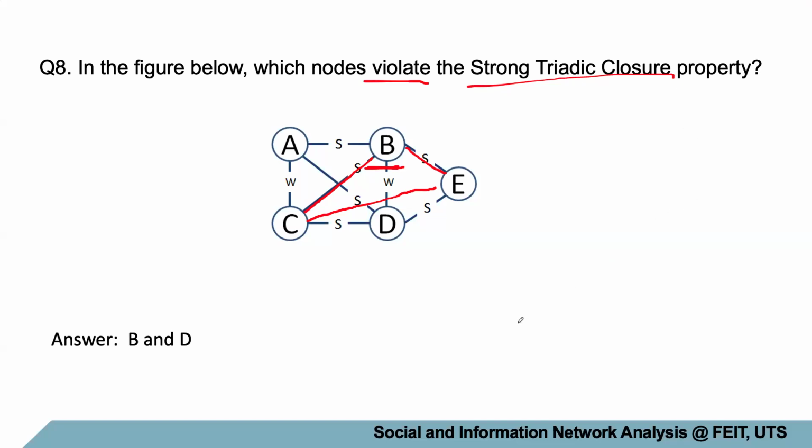Right. And then for D, it would be between A and E, but there's no edge between A and E. Yeah, AE or CE. It's not just one. Oh, okay. Thank you. No problem. Thanks.